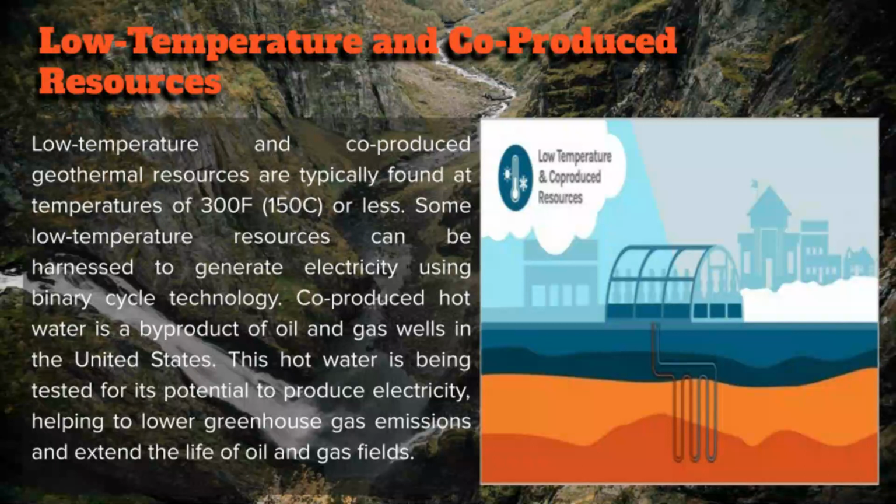In this slide, I will explain about low temperature and co-produced resource. Low temperature and co-produced geothermal resources are typically found at temperatures of 300 Fahrenheit or 150 Celsius or less. Some low temperature resources can be harnessed to generate electricity using binary cycle technology. Co-produced hot water is a byproduct of oil and gas wells in the United States. This hot water is being tested for its potential to produce electricity, helping to lower greenhouse gas emissions and extend the life of oil and gas fields.